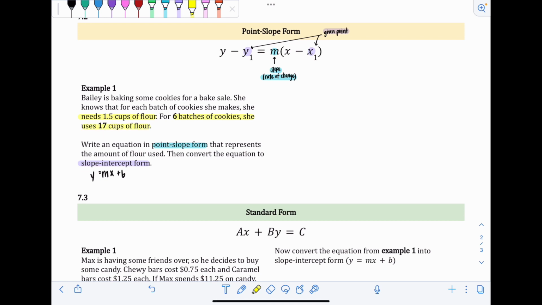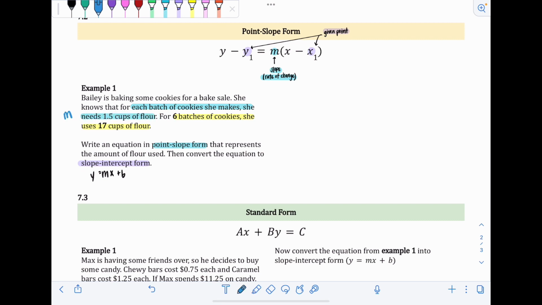So slope is also known as, like we said, rate of change. So that's how much, in this case, essentially her recipe is going to change by depending on how many cookies she wants to make. So that's that first section that's underlined where it says that she needs 1.5 cups of flour for each batch of cookies that she makes. So for each batch of cookies she makes, she needs 1.5 cups of flour. That's going to be our m.